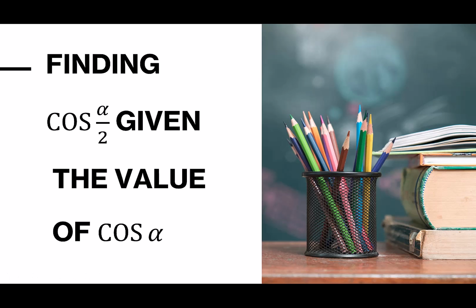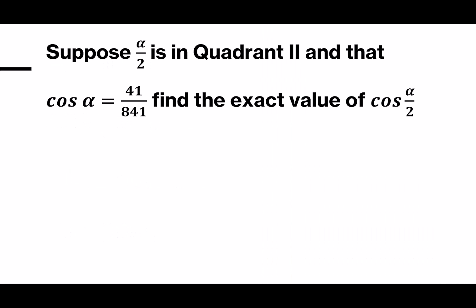Hi everybody, today we're going to do a problem about finding cosine of alpha over 2 given the value of cosine of alpha. Our problem says, suppose alpha over 2 is in quadrant 2 and that cosine alpha is 41 over 841. We want to find the exact value of cosine alpha over 2.